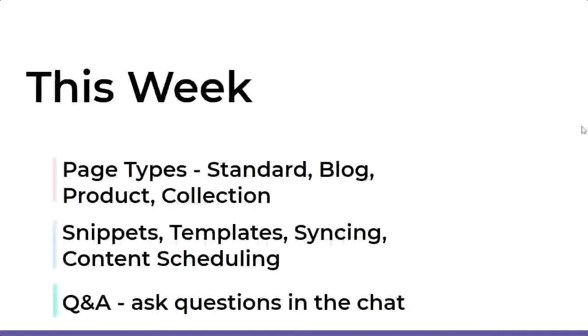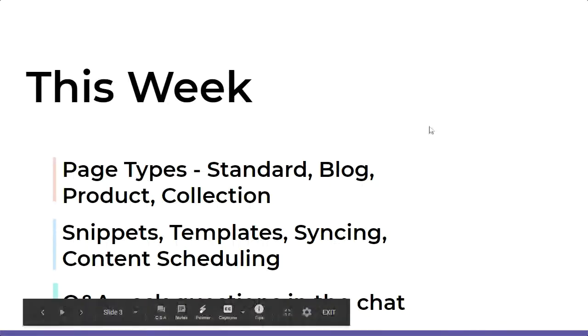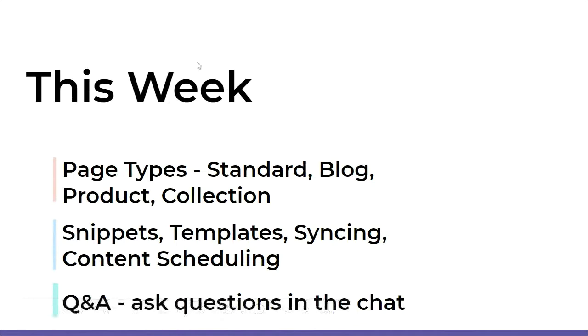And again, some of the stuff we're covering this week. So we got our page types: standard, blog, product, and collection. So all the different page types that you can create within Shogun. And then we're going to be covering some of those features I was talking about: snippets, templates, syncing, and content scheduling. And then at the end, we will have our Q&A so you guys can ask your questions and we can give you some answers on those. Cool. I'm just going to stop sharing this slide here so I can move over to my test environment.